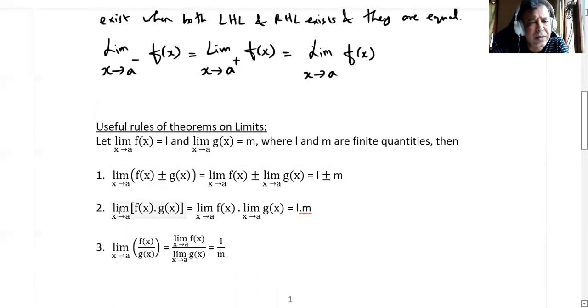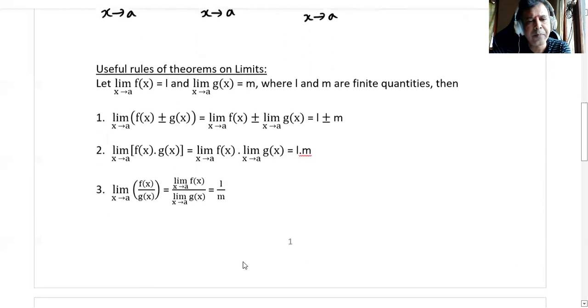Similarly, for the product, limit x tends to a, f of x multiplied by g of x can be split into two limits as limit x tends to a, f of x multiplied by limit x tends to a, g of x, which is L into M. The same is the case for division also. Limit x tends to a, f of x divided by g of x, I can split separately into two limits for numerator and denominator: limit x tends to a, f of x divided by limit x tends to a, g of x, which is nothing but L by M.